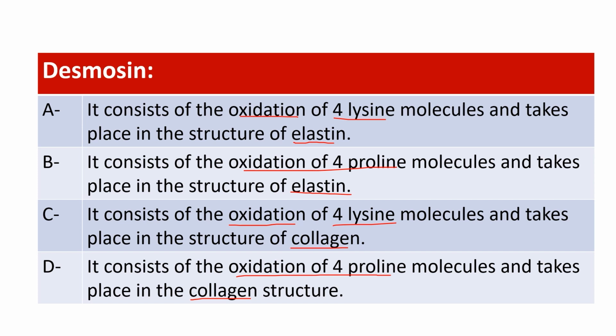Desmosine is formed by the oxidation of lysine amino acid, and it is found in the structure of elastin protein. Elastin is a protein found in connective tissue and provides elasticity to tissues. Desmosine plays an important role in providing elasticity by forming cross-links of elastin protein. So looking at the options here, the correct answer is A. It consists of oxidation of 4 lysine molecules and takes place in the structure of elastin. This option correctly describes the chemical nature of desmosine and the protein structure it is involved in.